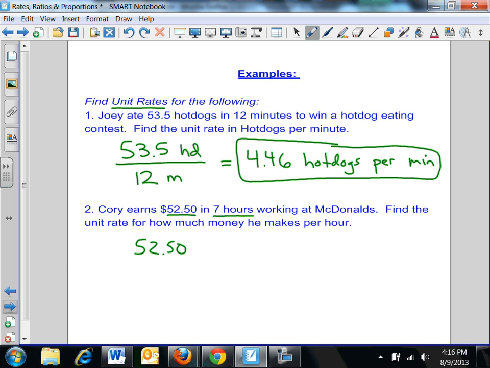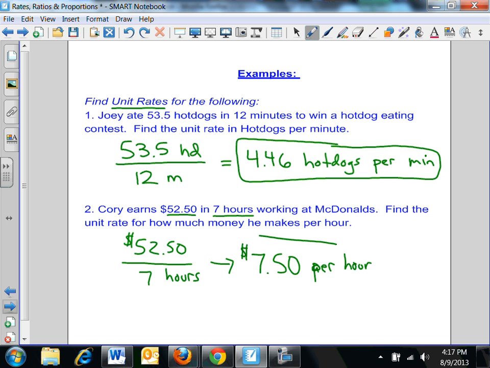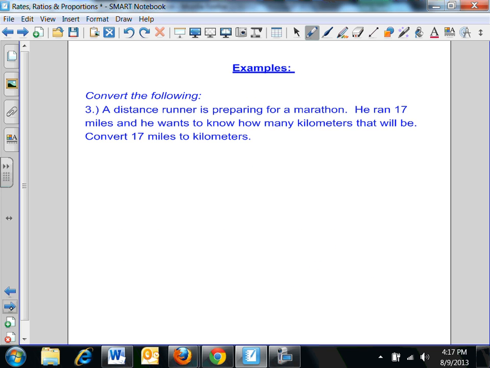$52.50 on top divided by 7 hours on bottom. And I'm literally just going to divide this with the calculator. That's 52.5 divided by 7, and that's 7.5. So Corey makes $7.50 per hour. So this is the unit rate for how much money Corey makes. Unit rate's very easy.